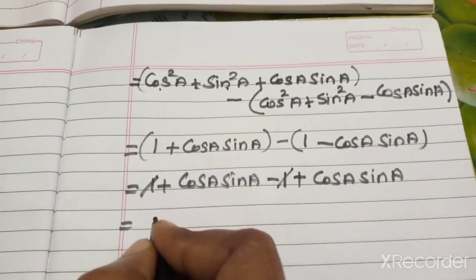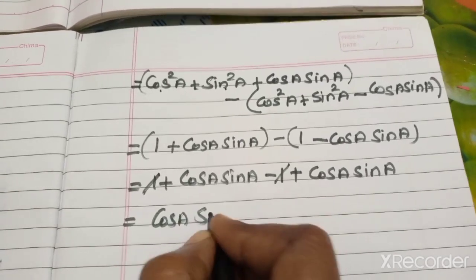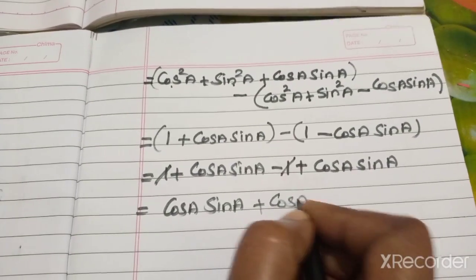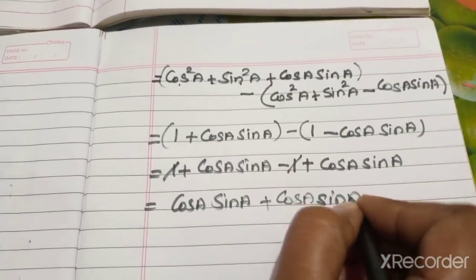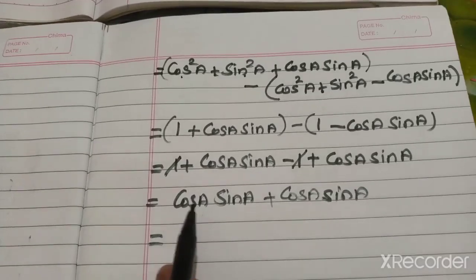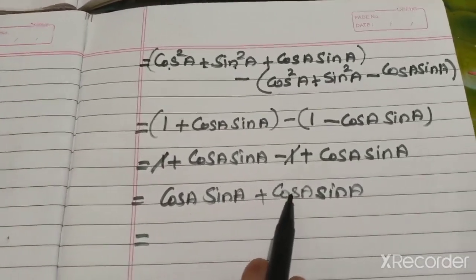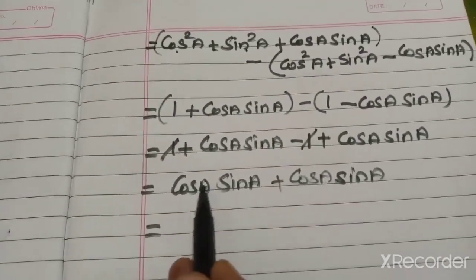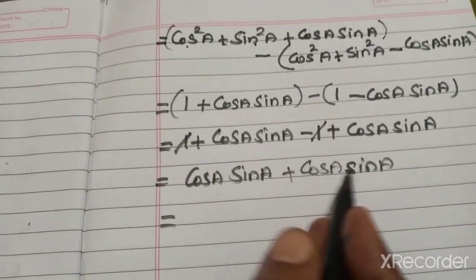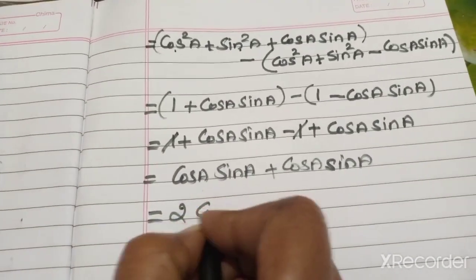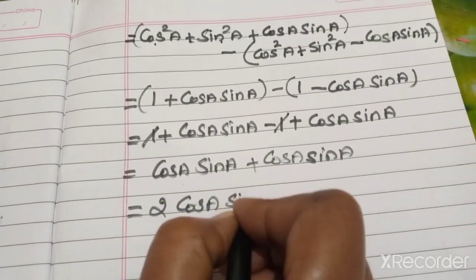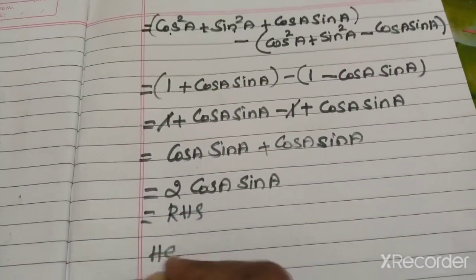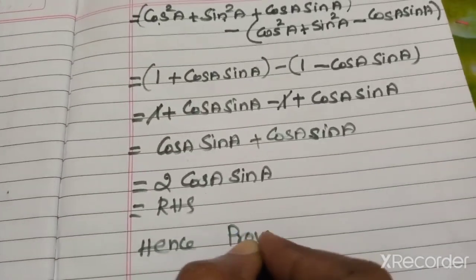Okay, remaining terms, right? Cos A sin A plus cos A sin A, which is equal, now can be added as 1 cos A sin A plus 1 cos A sin A. What is 1 plus 1? We have 2, is it? Like that, 1 cos A sin A plus 1 cos A sin A is 2 cos A sin A. Which is equal to RHS, hence proved. Understood, students?